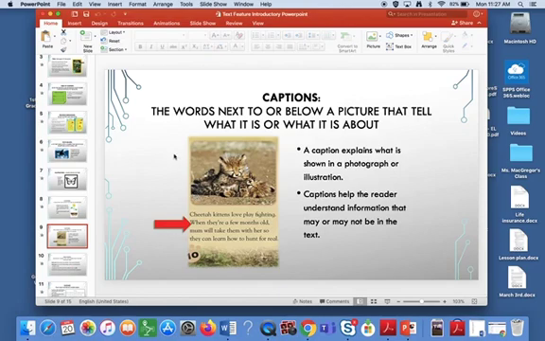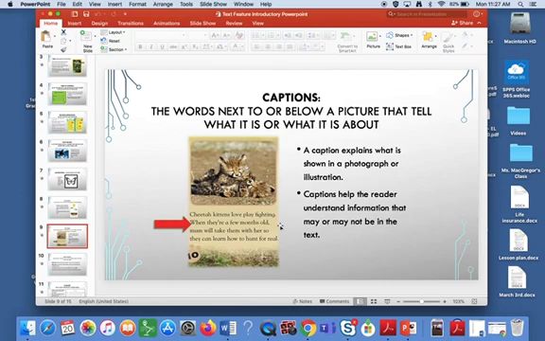The next text feature we're looking at is captions. With many of my reading groups this year, we've been really making sure that when we read, we're reading the captions, because they give us lots of information that oftentimes the text does not. Captions are the words next to or below a picture that tell what it is or what it is about. A caption explains what's shown in a photograph or illustration. Captions help the reader understand information that may or may not be in the text.